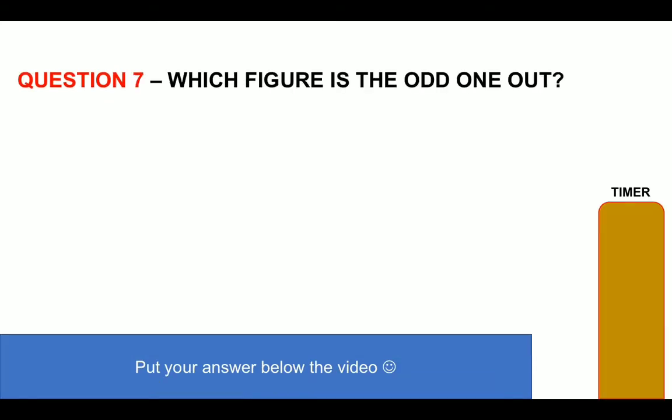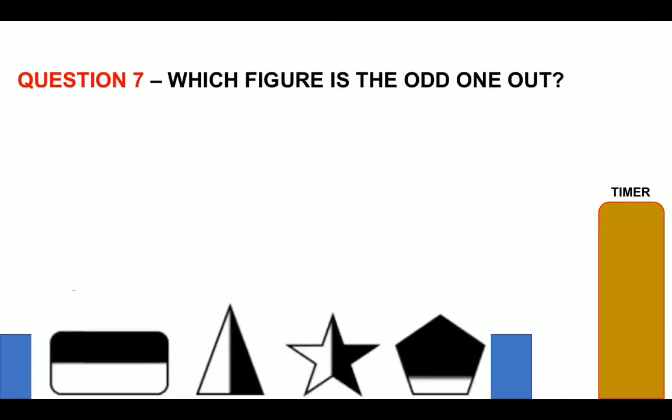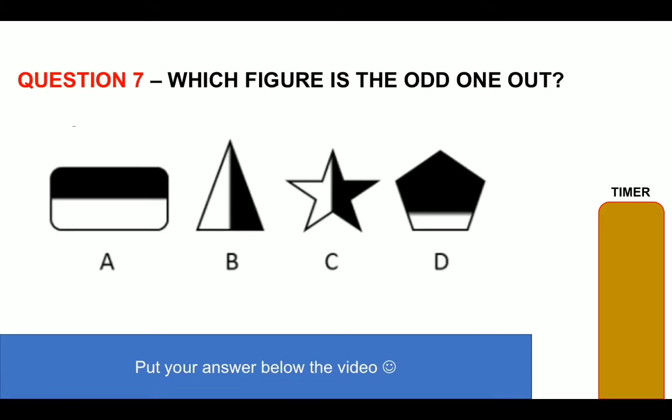Question 7, which figure is the odd one out? A, B, C or D? Please put your answer in the comment section below, and also state why. Why is it which one you've chosen? Looks easy, but it's not.